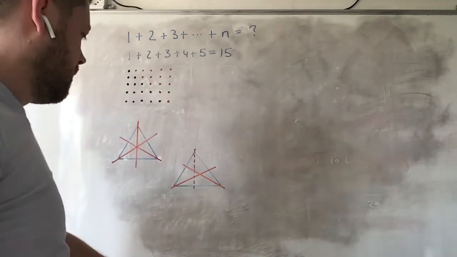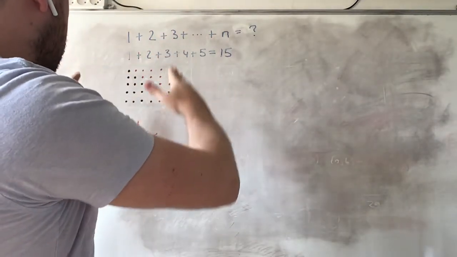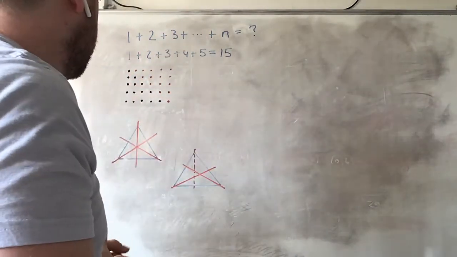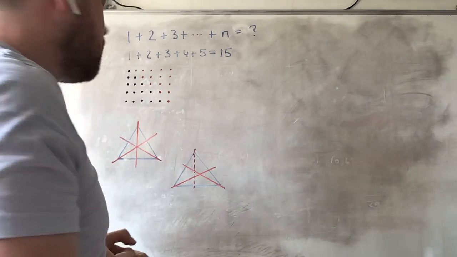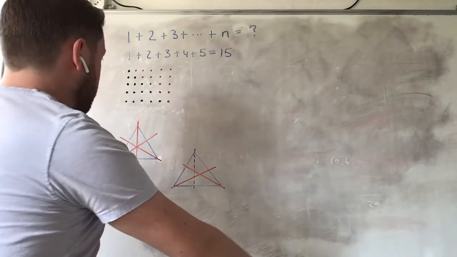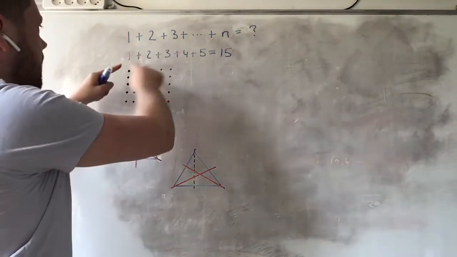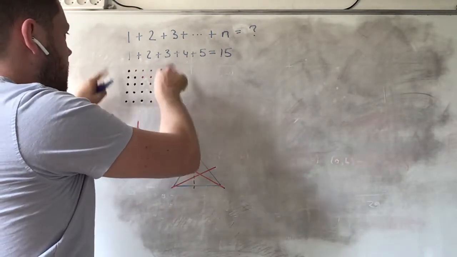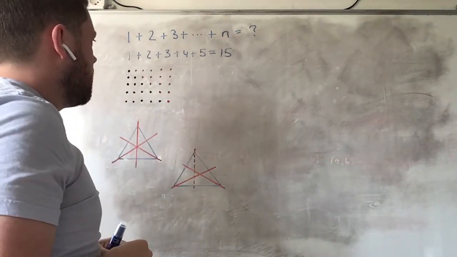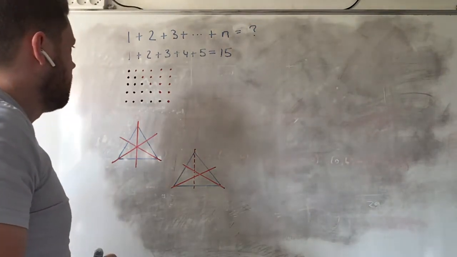Now I've made the object into a rectangle. This helps us for the following reason. Instead of adding like this, when you have an array that's a rectangle or square, you can use multiplication instead of addition. So watch.